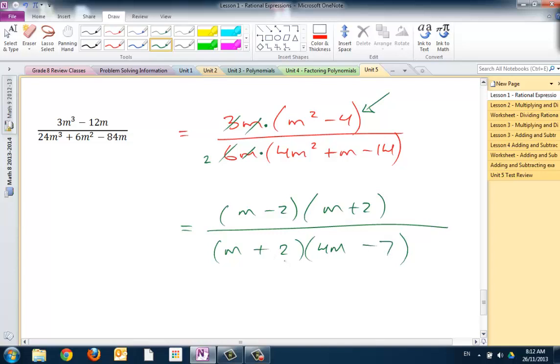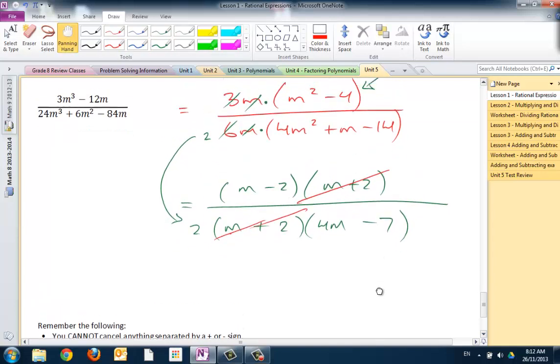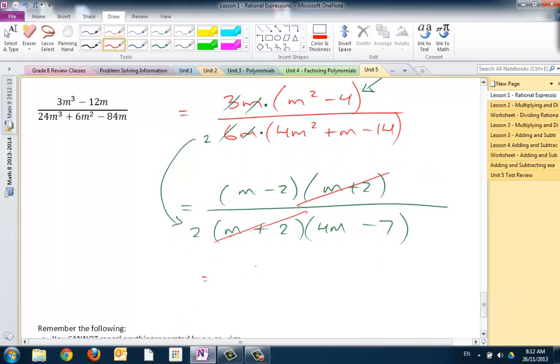Let's see if that's right. Plus 8m minus 7m, that leaves me with a plus 1. Yeah, that's correct. Oh, and I've got to remember this 2 here. Can't forget that 2, bringing it down. So let's see, what can I cancel now? I can cancel out that. And I am left with, ultimately, m minus 2 over 2 times 4m minus 7. Right, so that's the answer for that guy.